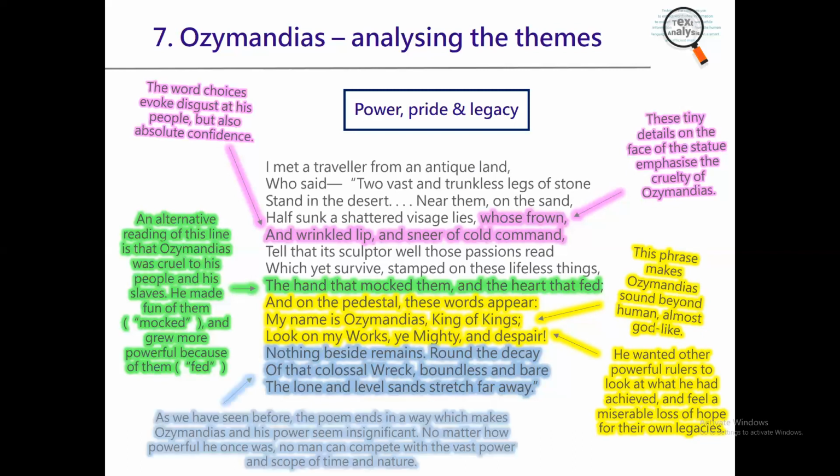But then, as we've said before, the ending of the poem is all about making Ozymandias seem insignificant. So no matter what he achieved, no matter how much power he had, no matter how strong his legacy was in his mind, ultimately it led to nothing. It was insignificant. No matter how powerful he once was, no man can compete with the vast power and scope of time and nature. And that's Ozymandias.